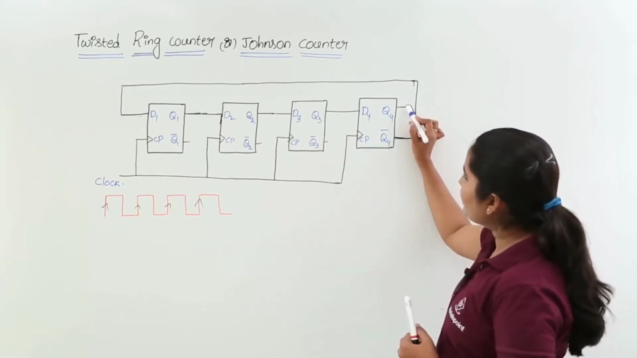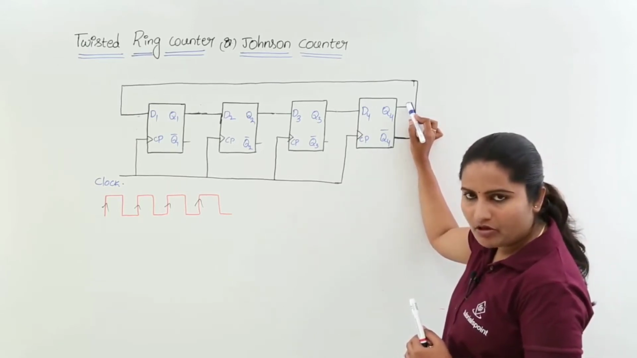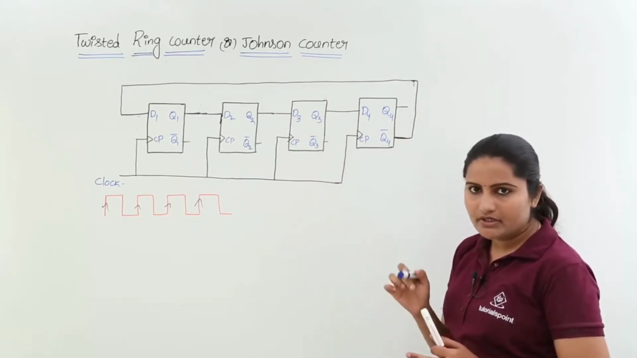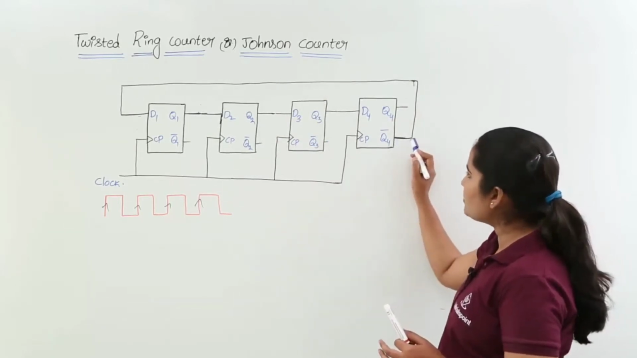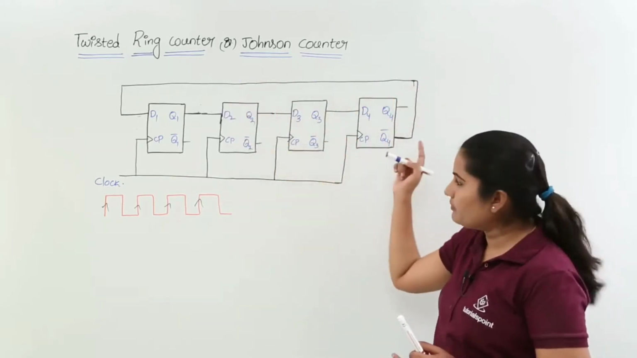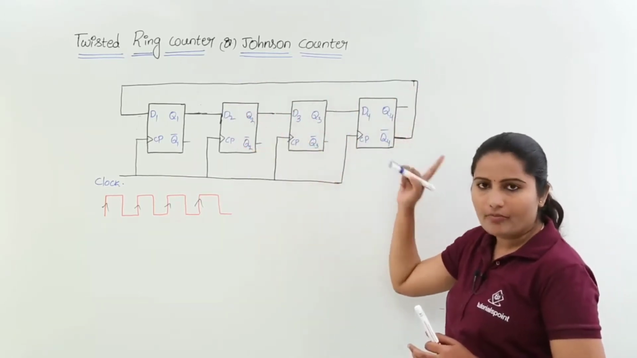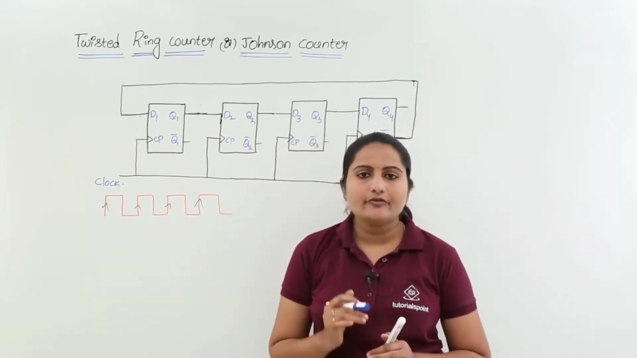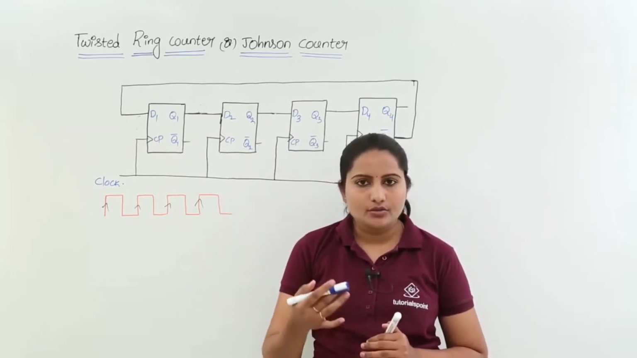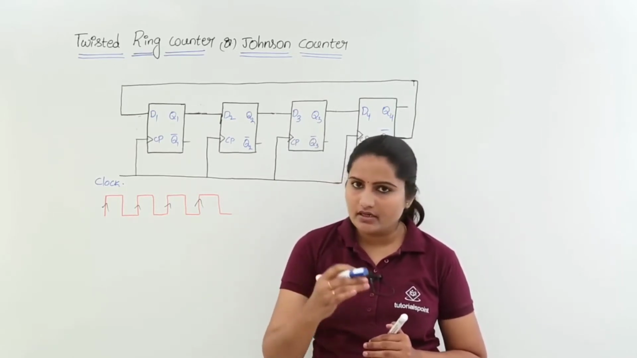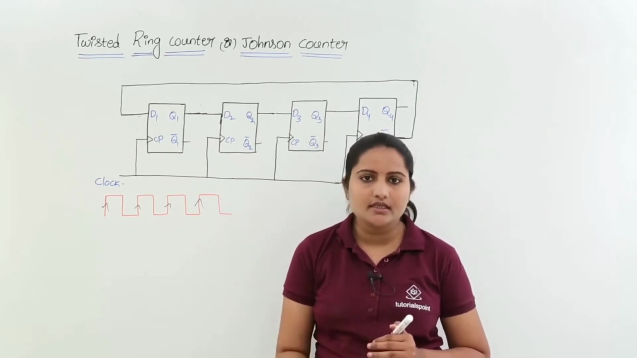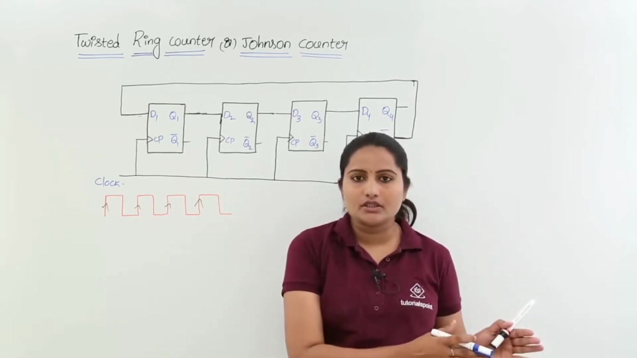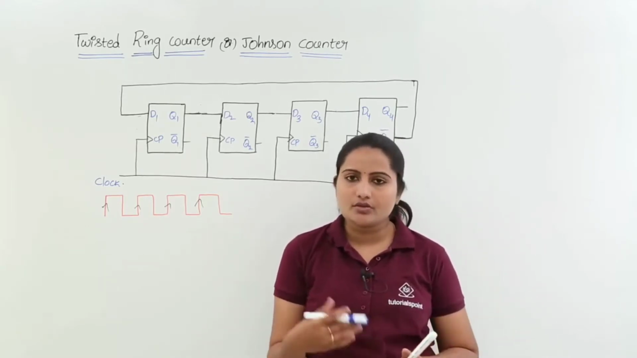If you take the feedback connection from the normal port, that means the normal output Q4, then it works as a ring counter. That is the only difference. If you want a twisted ring counter, you need to take the feedback connection from output to input from the complement port. Now we will see the operation. This Johnson counter takes 2n states to get the same output. That means whatever initial state is there, to get that initial state it needs to pass through 2n states, whereas in a ring counter or shift register counter it requires only n states.